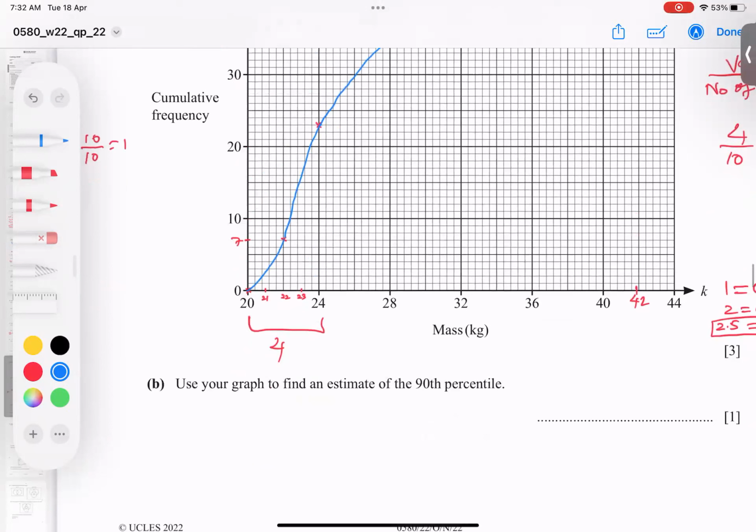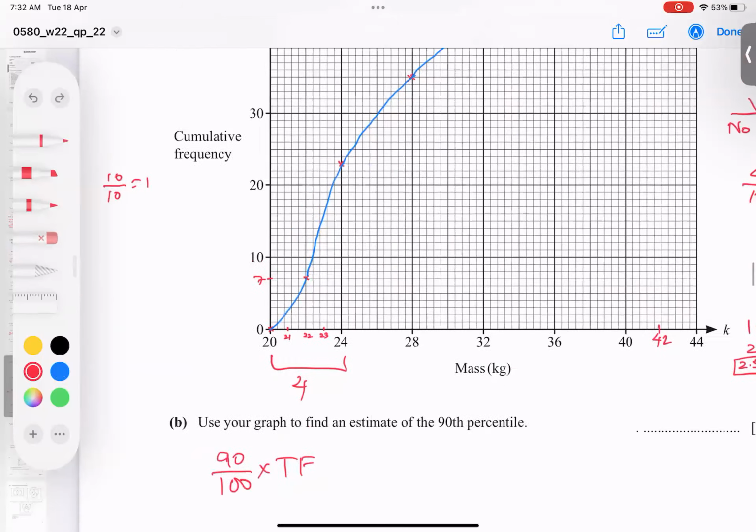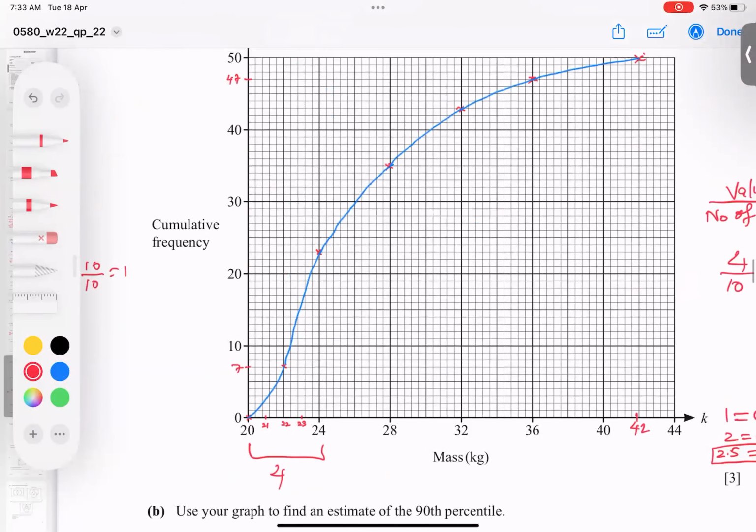And you can ask for the 90th percentile. What is the 90th percentile? 90 divided by 100 into total frequency, TF. And what is the total frequency? It is 50. So I will write 50. 90 over 100 into 50. So 0 cancels, 0 cancels. 9 fives are 45.